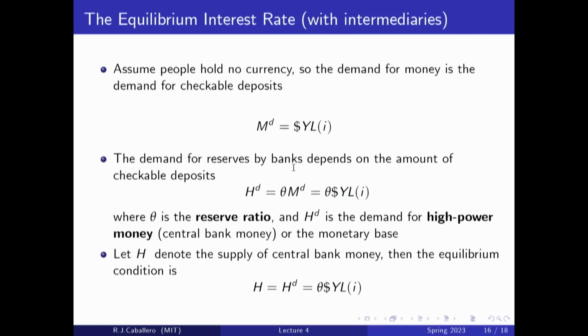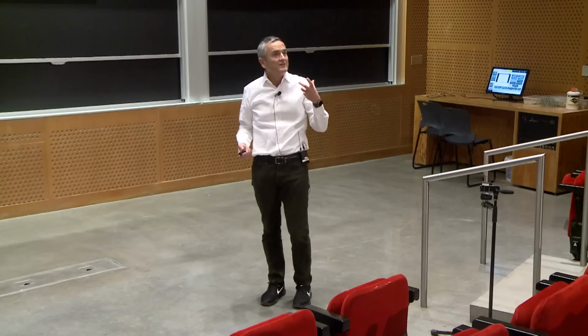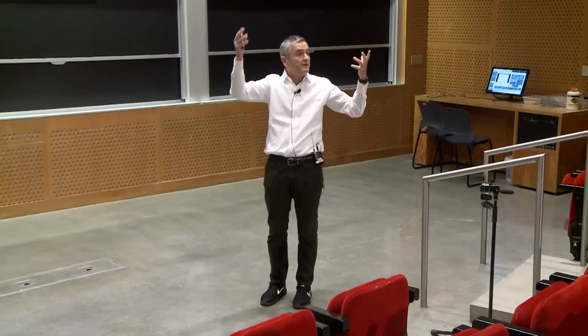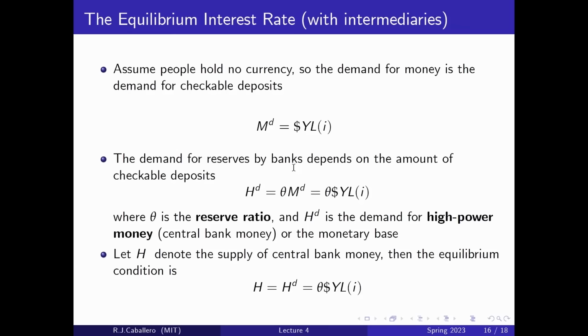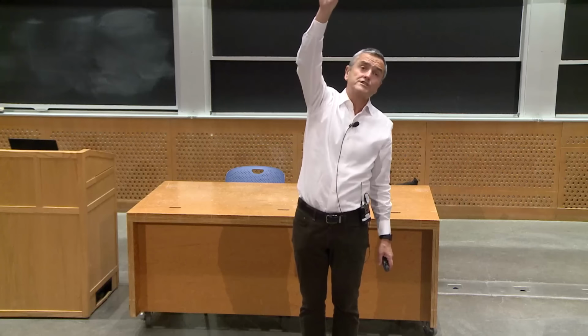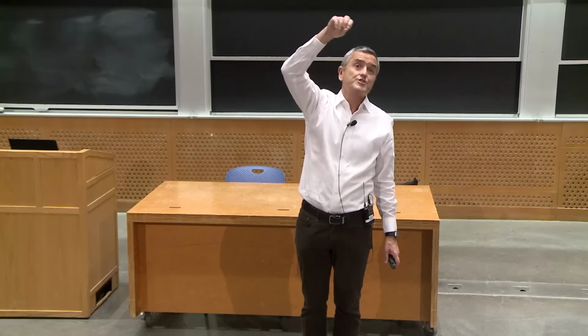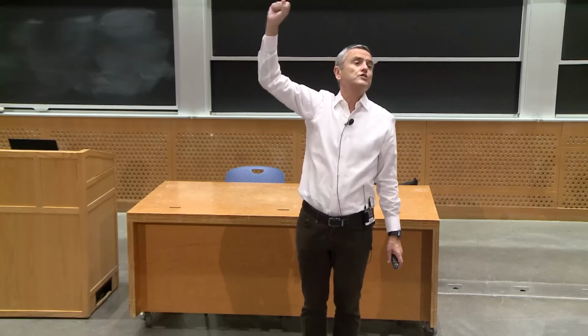Remember, before we had M equal to $YL(i). Now we're saying it's not M, it's theta times M, because it's only a fraction of total money, okay? It has to be equal to money demand. It's not total money demand, it's the money demand that ends up being demand for central bank money, because total money demand is the checking accounts. That leads to a demand for central bank money by the banks, which is theta times those deposits.